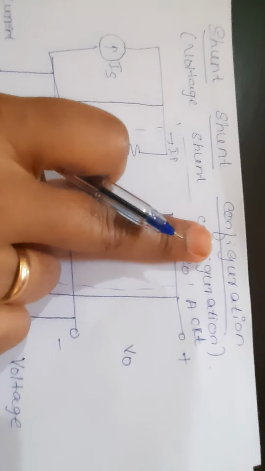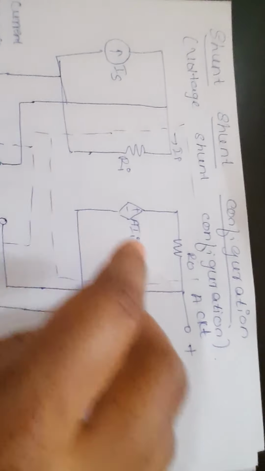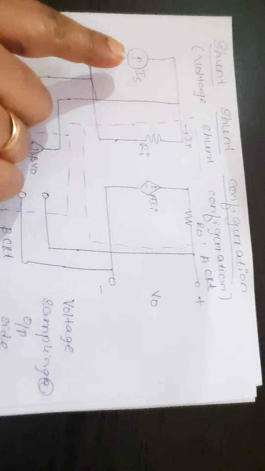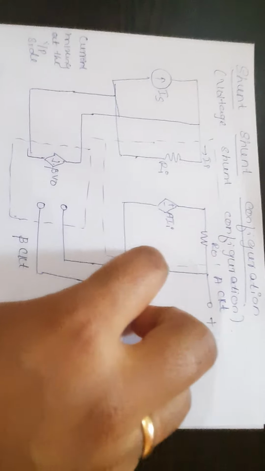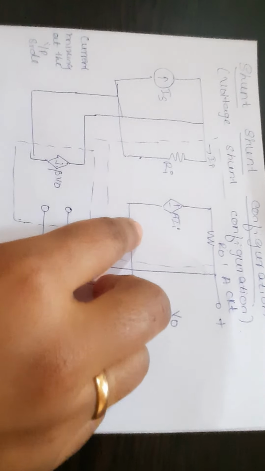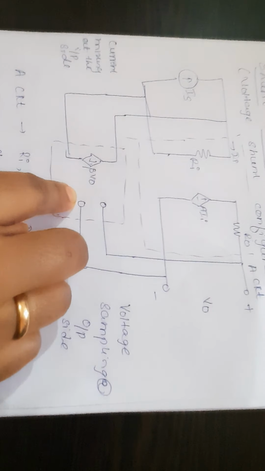I'll repeat once again. This is shunt configuration, meaning parallel configuration. We have a parallel part at the input side and a parallel part at the output side. So only the name is given like this. It consists of a current source, input resistance, Aii. The output voltage is fed back. So this part is called a voltage controlled current source.